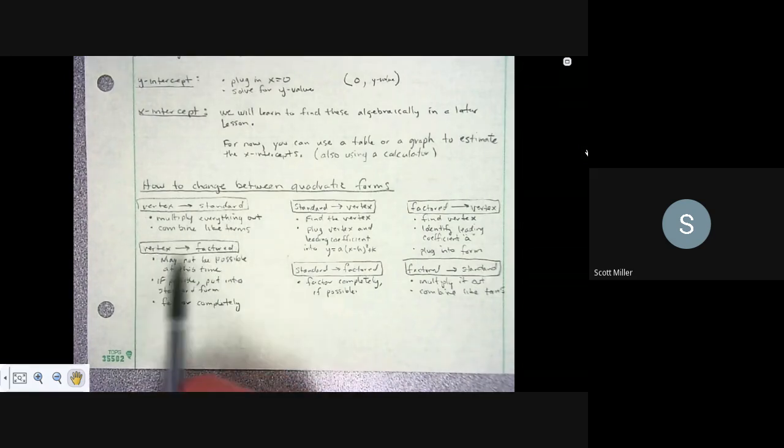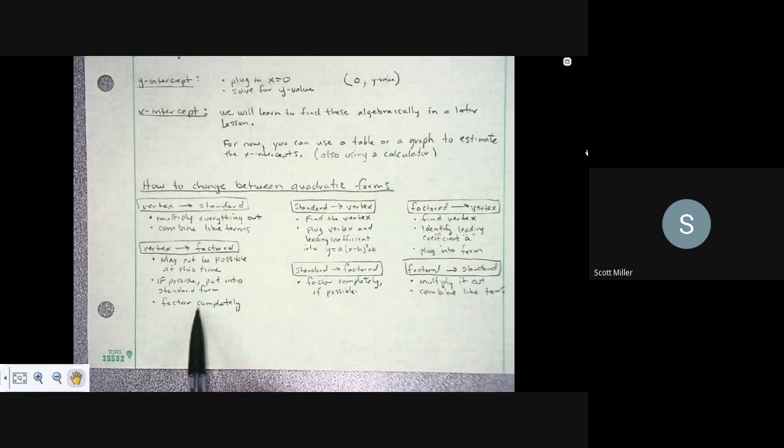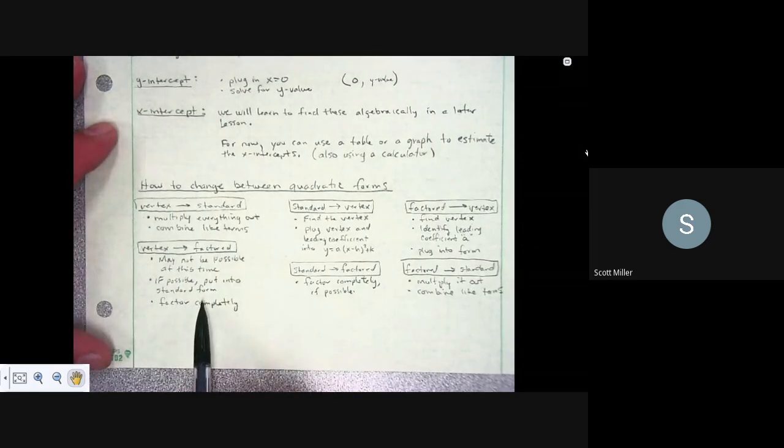To go from vertex to factored, okay, right now you may not be able to do this, may not be possible at this time. This is the tricky one. It may not be possible at this time to get into factored form. If it is possible, put it into standard form first, and then factor it. So that's the only technique you have, is to go through the standard form and then factor.